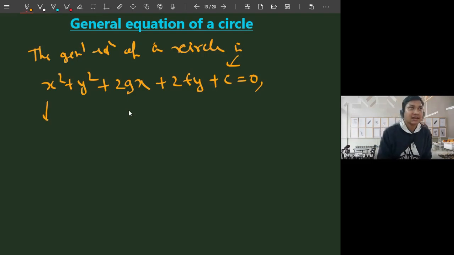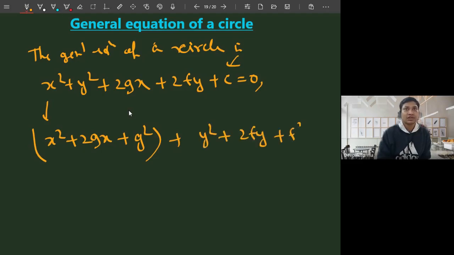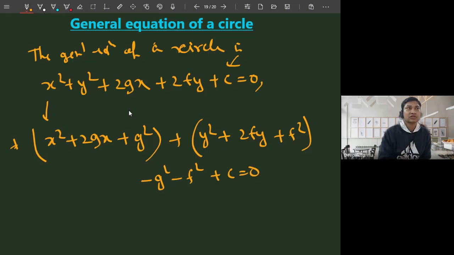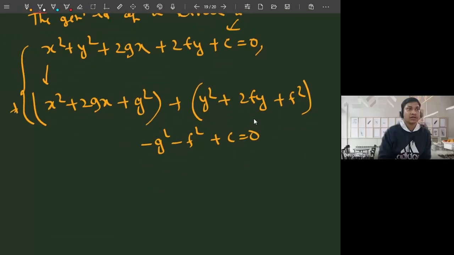So I can write it in this form, that is x square plus twice gx. If I add g square here to make it easier, then suppose I write y square plus twice fy. Now I have added g square, so let us subtract g square. I have added f square, let us subtract f square, and I have c now. So these two equations are identical. Do you see? Now, what is the benefit?